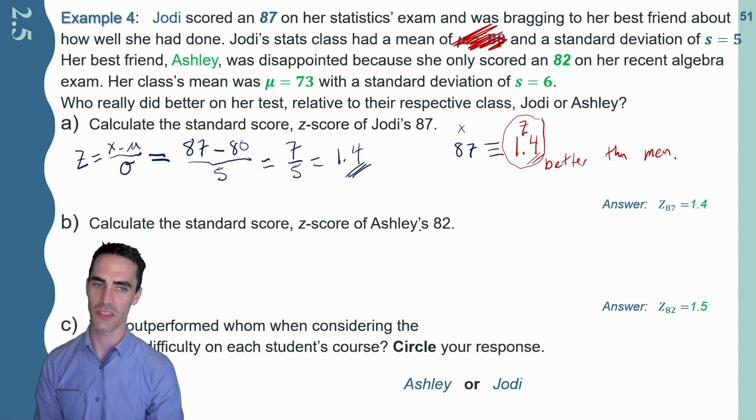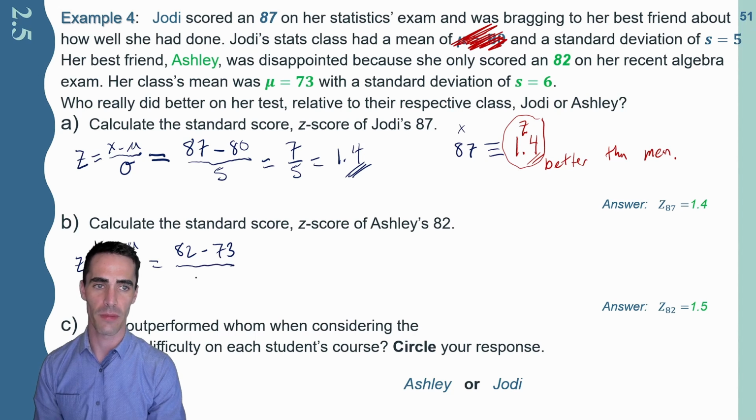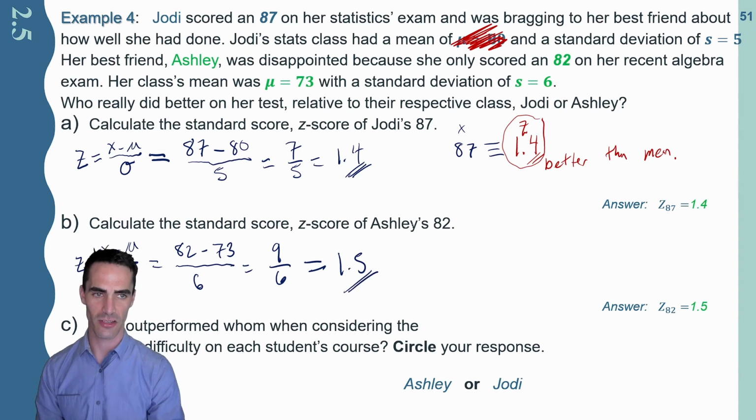Calculate the standard score, z-score, of Ashley's 82. I've got to encourage you to write the formula. That's a good place to start. Z is equal to x minus the mean, divided by the standard deviation. I can plug in these scores. Ashley got an 82. So I'll write 82 minus her average, 73. Ooh, quite a bit lower. Divided by the standard deviation of 6. We can subtract these two. That should be a nice number, like 9 over 6. If you get a calculator, you want a decimal equivalent, you should end up with 1.5 as Ashley's z-score.